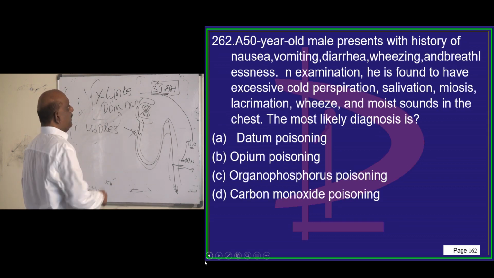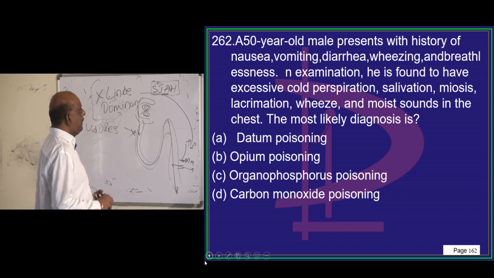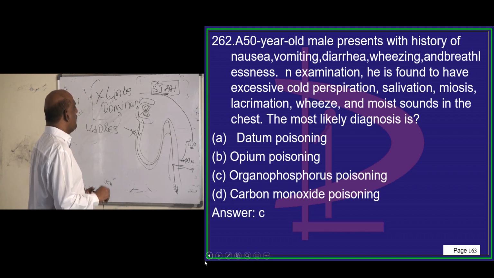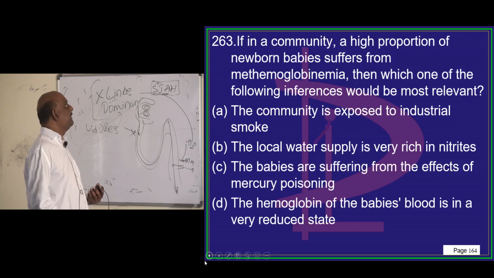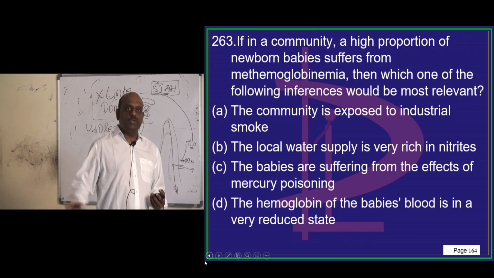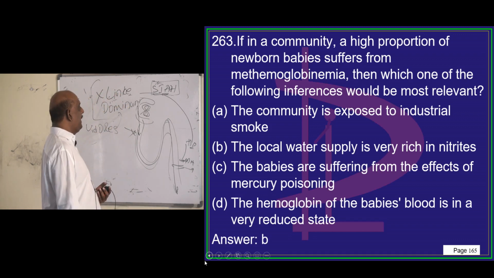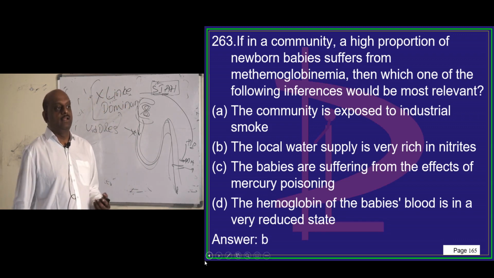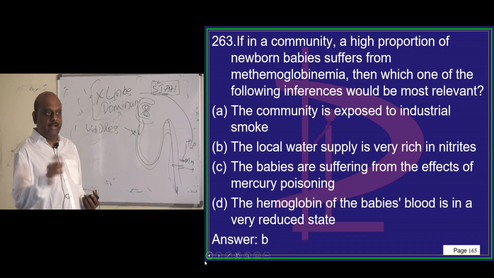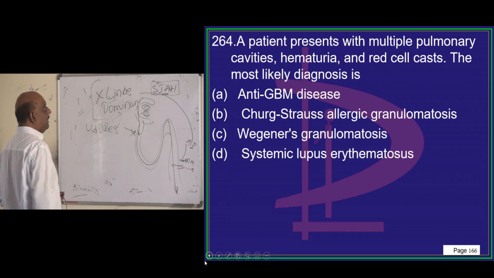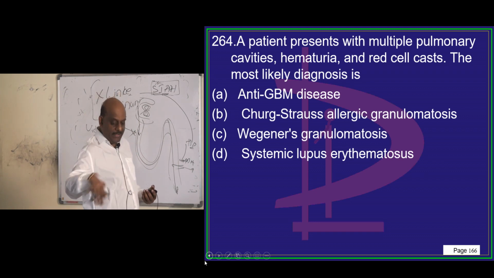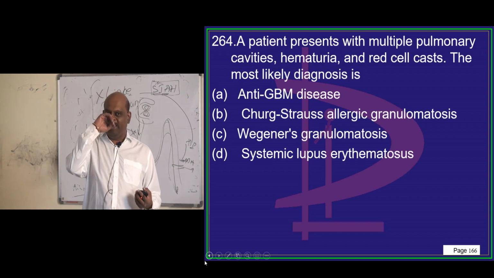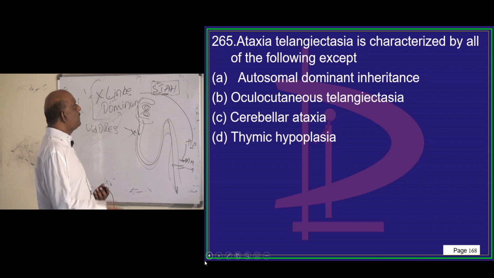A 52-year-old, wheezing, breathlessness, miosis, lacrimation. So what is the most likely diagnosis? They are all the classical features of organophosphorus poisoning, where there is an excess of acetylcholine. There is a high proportion of newborns suffering from methemoglobinemia. What is the possibility? The local water supply may have a high amount of nitrate. Nitrates lead to development of methemoglobinemia. Multiple pulmonary cavities, hematuria, red cell casts in the urine, upper respiratory, lower respiratory and urinary tract involvement makes it Wegener's granulomatosis.